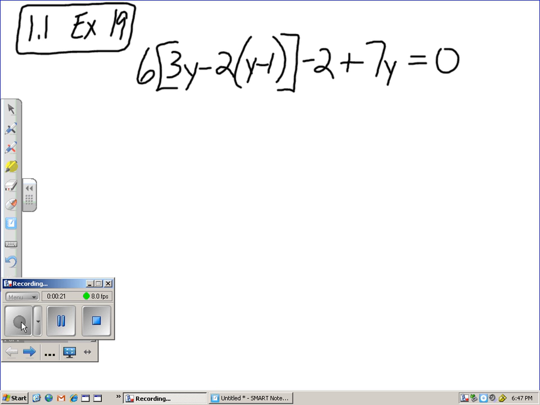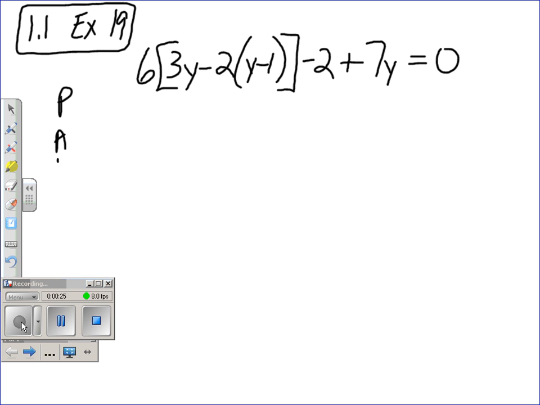And you see a monster like this, where do you start? Well, I always start by scribbling off to the side here my order of operations. Remember, parentheses, exponents, multiply and divide, and then add and subtract. I see this set of brackets, and I see this set of parentheses inside. We want to remember to always work from the inside out.